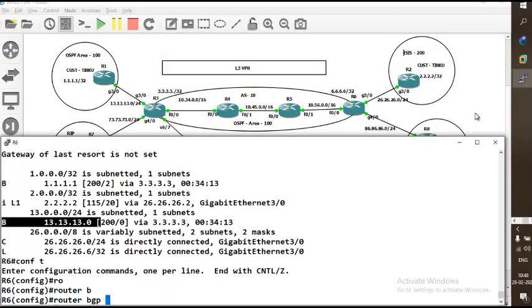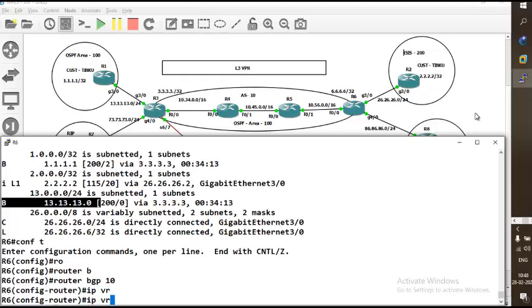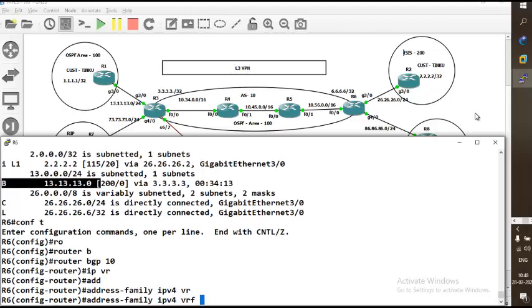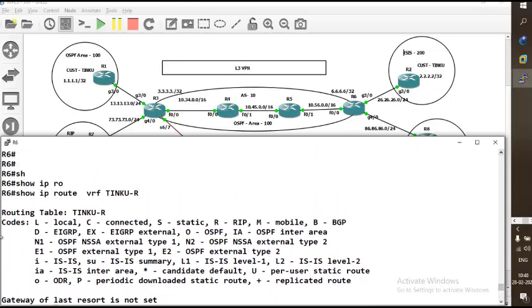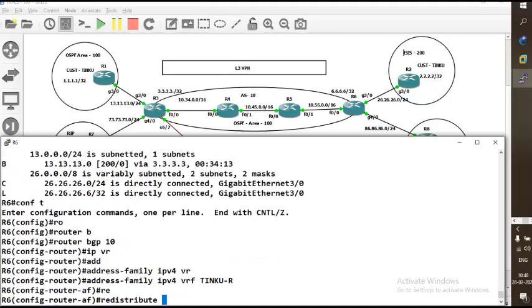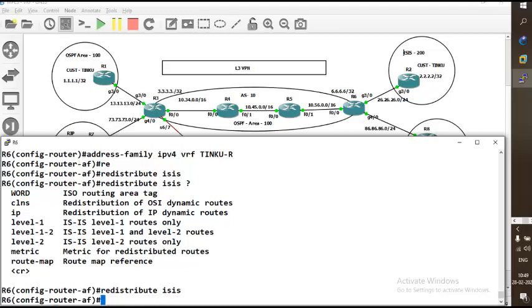say router BGP 10, address family IPv4 VRF, and then the VRF name is Tinku. Redistribute ISIS, and I want both level 1 and level 2, which is the default. I don't want to say anything for this. Boom, enough.